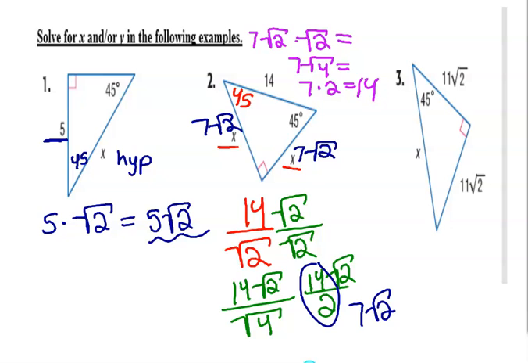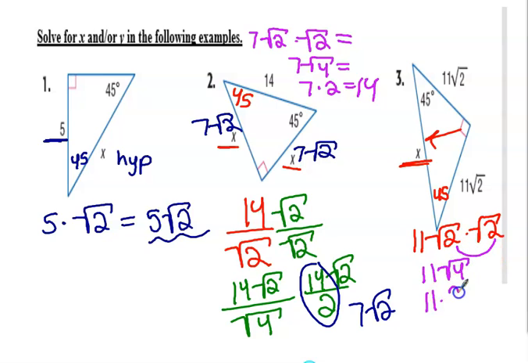All right, for the next one, I have the legs of the triangle, and again, I want the hypotenuse. If I want to go from leg to hypotenuse, am I multiplying or dividing? I am multiplying because I'm making it bigger. I want the hypotenuse, so I'm going to do 11 root 2 times root 2. Both of these are inside the radical, so 11 root 4, and then 11 times 2 is 22. So 22 is my x.